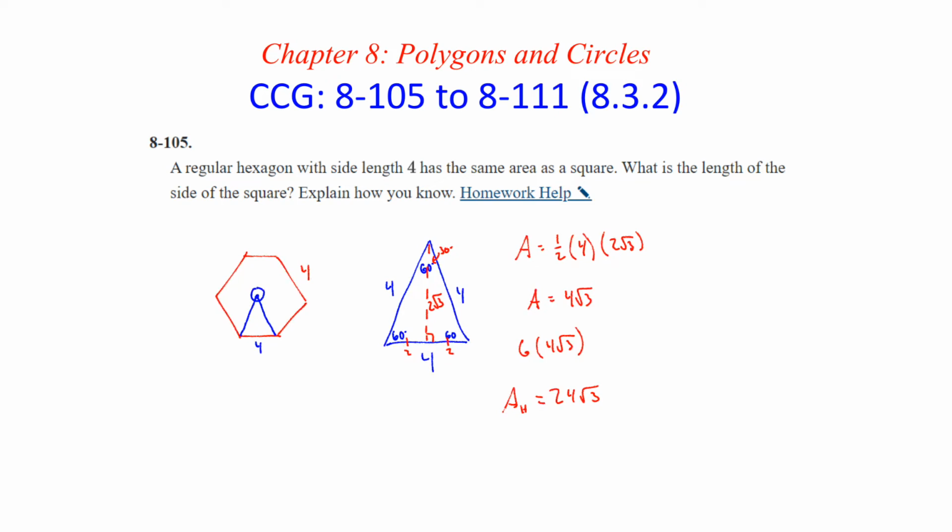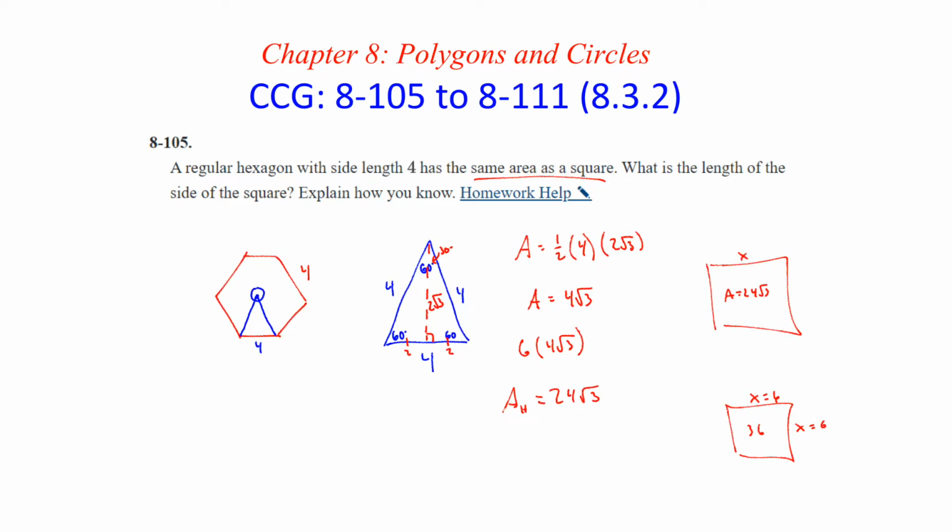Now it says that it has the same area as a square. So here's a square. We're going to say the area of this square is 24 square roots of 3. Think about it this way if it helps. Let's just make the number a little bit nicer. What if the area was 36? How would you find the side lengths? Well, remember, these are both going to be the same. So what times what gives you 36? And that would be 6. So how do we do that? We can take the square root of it.